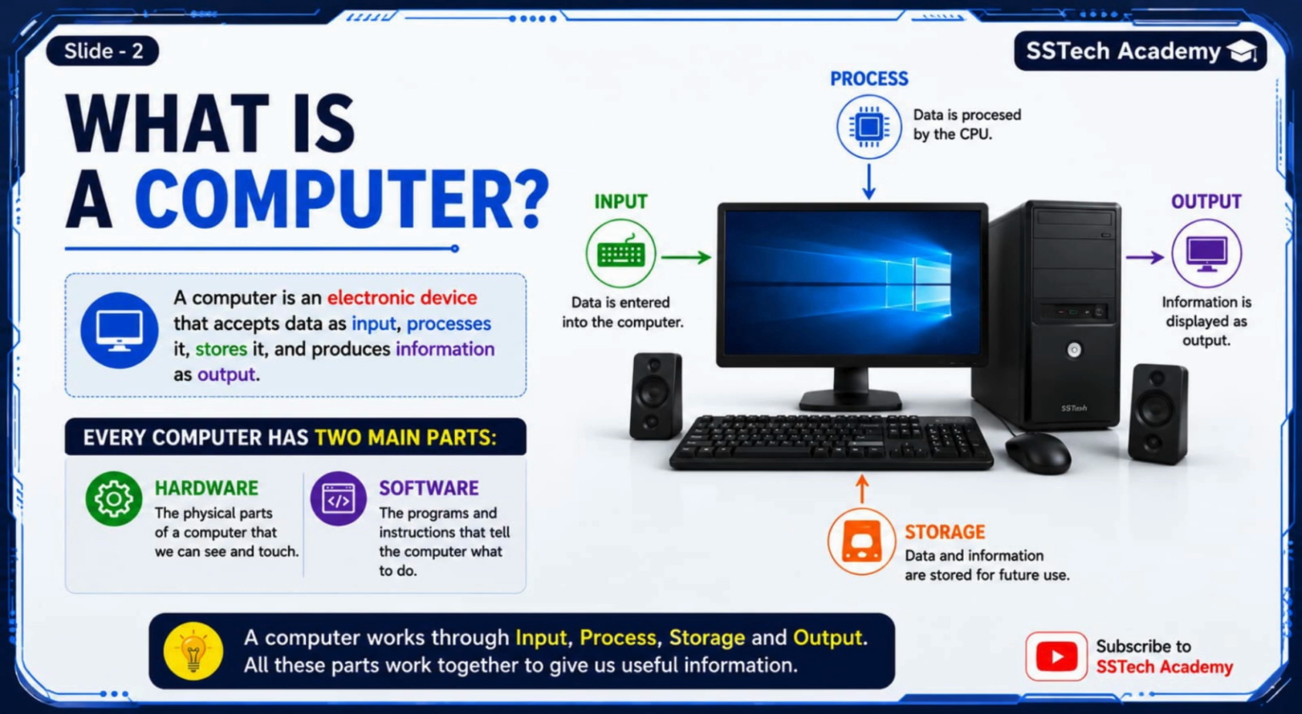Every computer has two main parts: hardware and software. Hardware means the physical parts of a computer that we can see and touch. Software means the programs and instructions that tell the computer what to do. Together, hardware and software make the computer work.